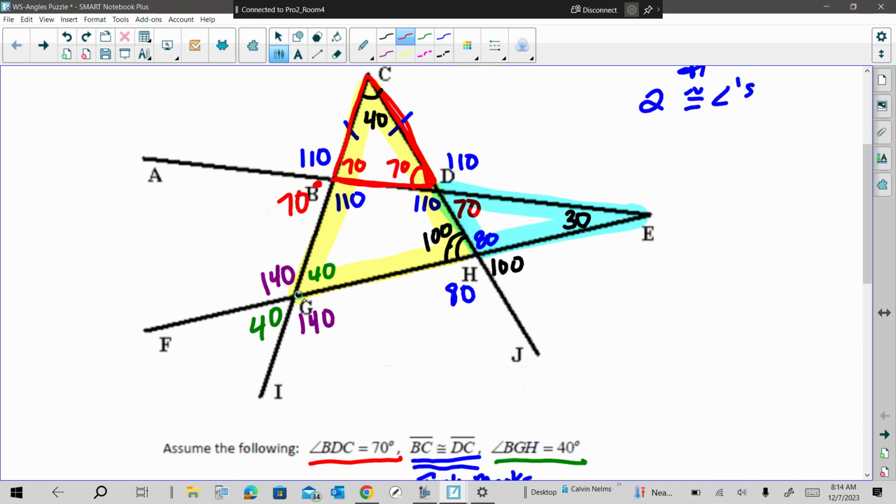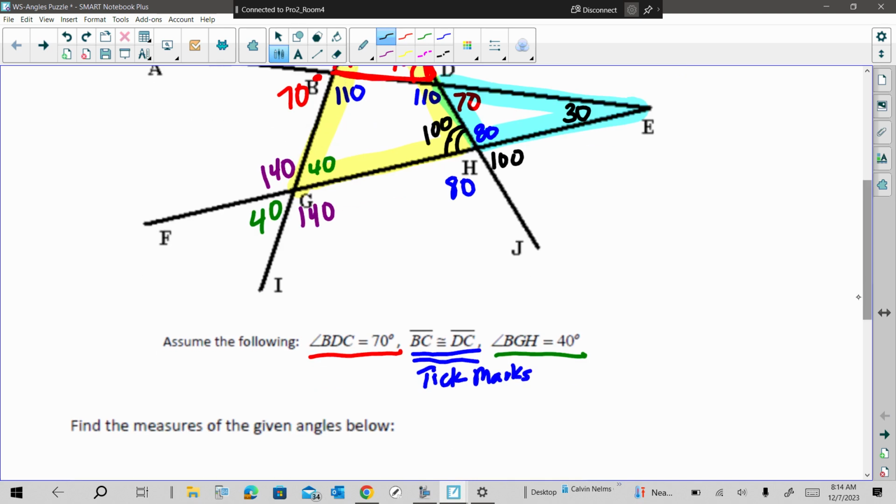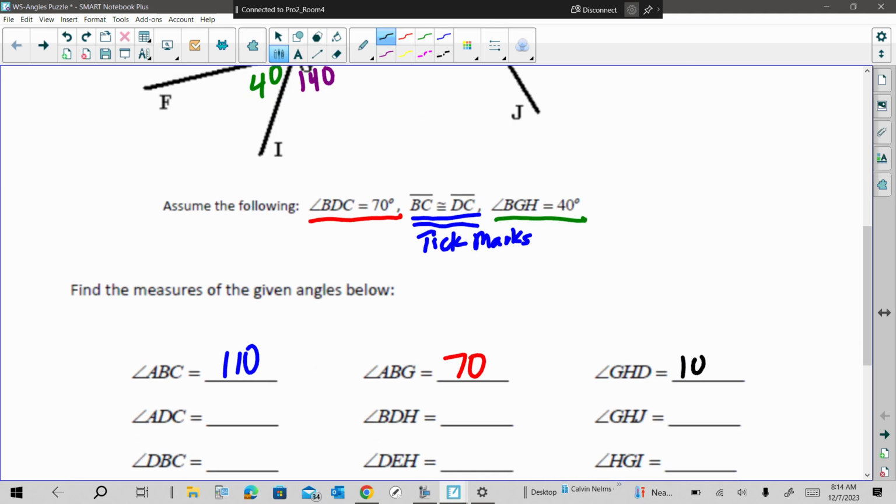GHD, so here's G, here's H, then D. I stop at the H. That is 100. So now we're just filling in. So I do want to see how well can you read off the diagram and fill in the parts.